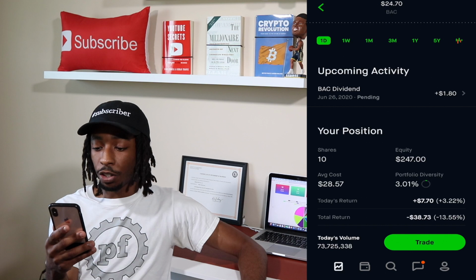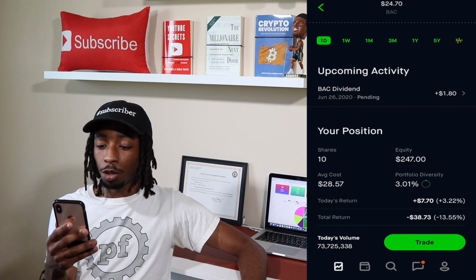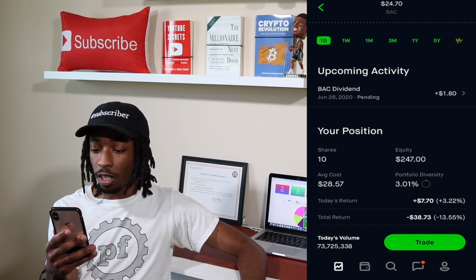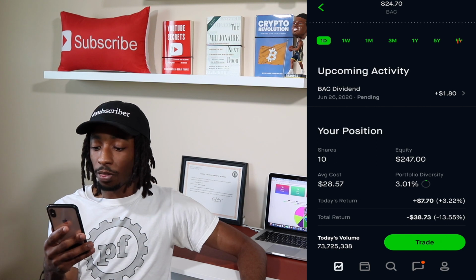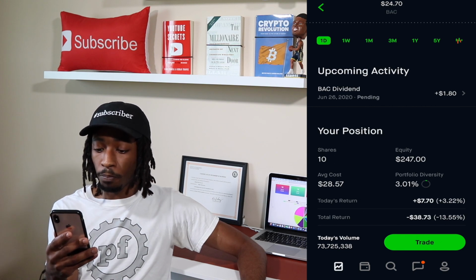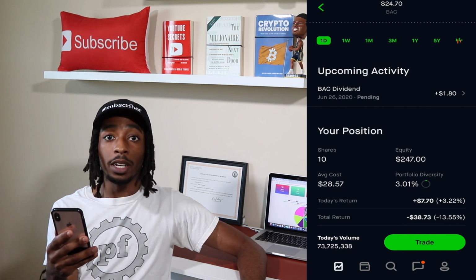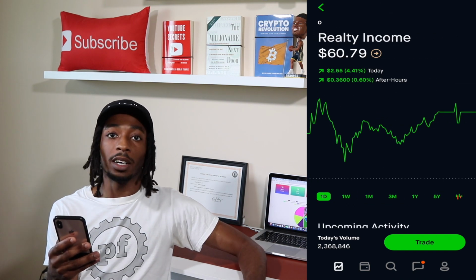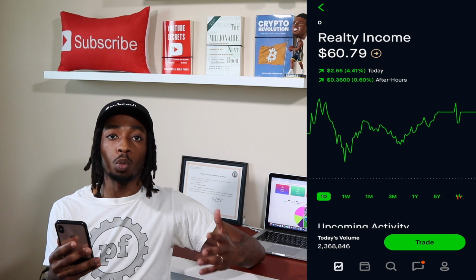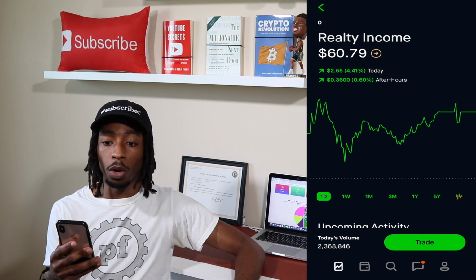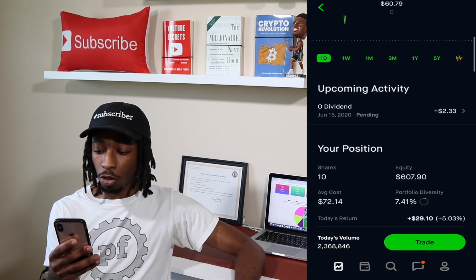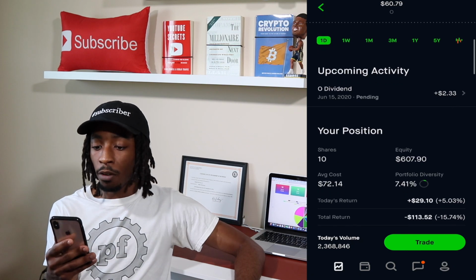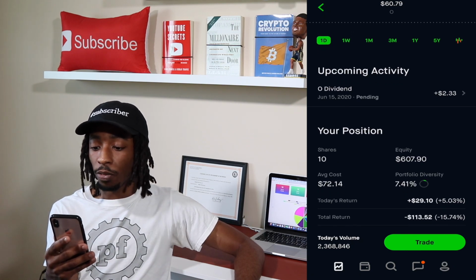I have a total of 10 shares. My average cost, $28.57. I am down on this position at 13.55%, which is equivalent to $38.73. Moving on over to Realty Income, now we are getting into the REITs that I hold here in my portfolio. Moving on down, you can also see I have that pending dividend for June 15th, $2.33.